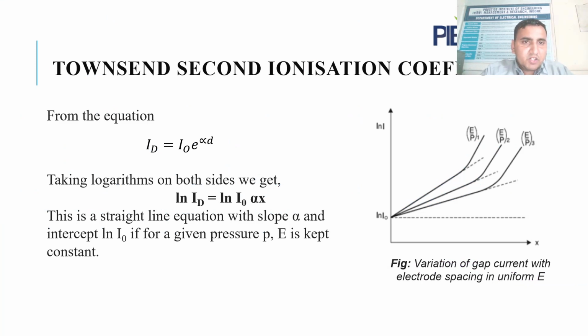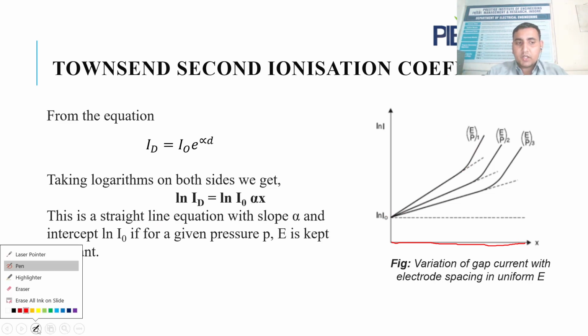In the previous lecture we dealt with the first coefficient and the current equation, where we saw how the ionization collision method increases the current. In this logarithmic plot, as you see in the graph, the gap current varies with applied voltage. As the distance between the cathode and anode increases, the current increases linearly, and after a particular point it increases exponentially, as a function of E by P, where E is the applied voltage and P is the pressure.